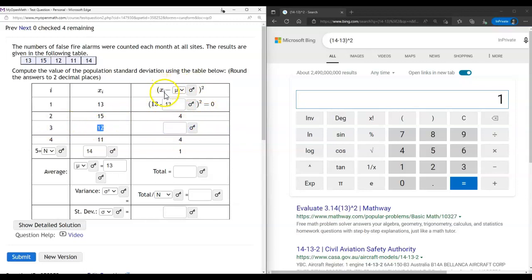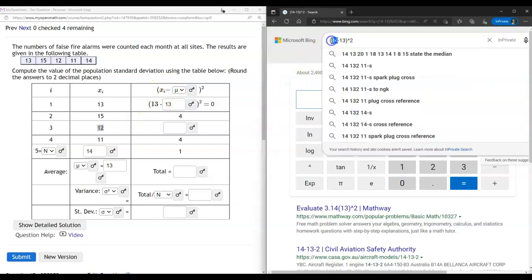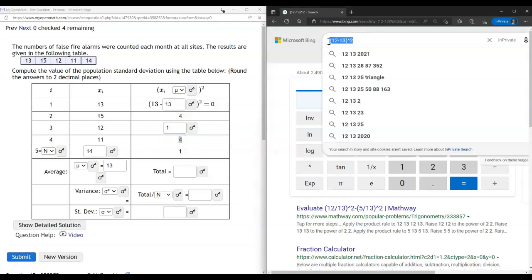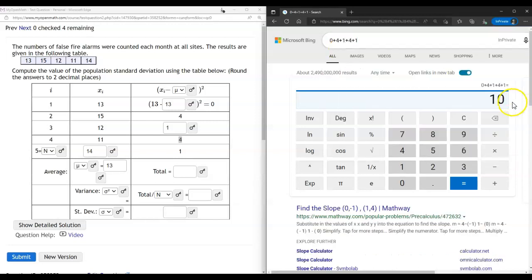We just take number 12 and we put it into the formula instead of this 14. And you square it and we get 1. Now, to find the total, it's literally just the total. So we just have to add all the entries in this last column. So I'm going to do that. 0 plus 4 plus 1 plus 4 plus 1 is equal to 10. So the total is 10.